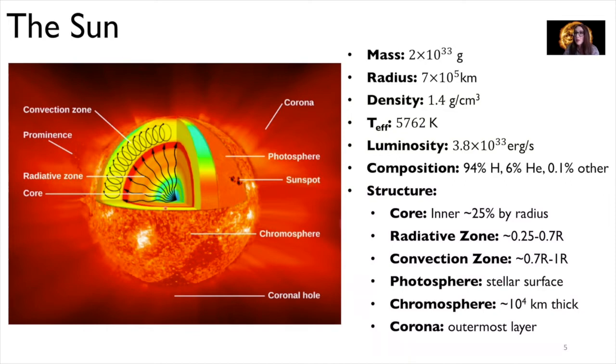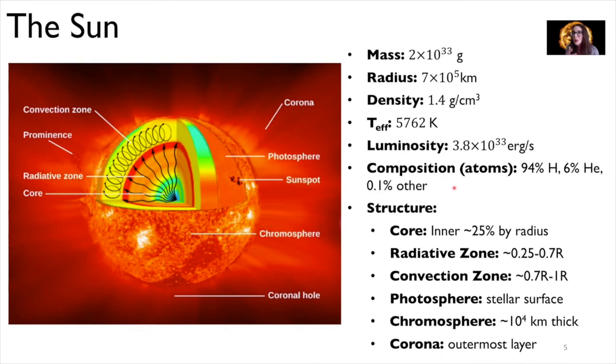So the surface temperature is around 5,800 degrees Kelvin. Our sun has something called a luminosity. We'll learn more about luminosities, but that's how much energy per second the star is outputting. For our sun, that's 3.8 times 10 to the 33. This is a unit called erg. It's a unit of energy over seconds.